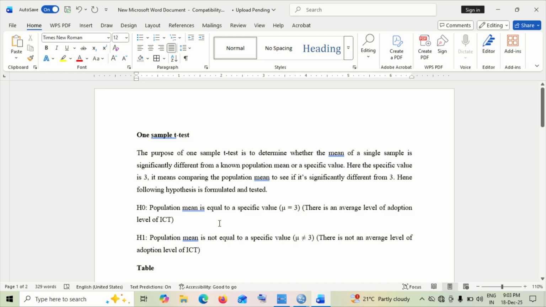The null hypothesis is that the population mean is equal to the specific value. In this study, there is an average level of adoption level of ICT. The alternative hypothesis is that the population mean is not equal to the specific value. That means there is not an average level of adoption level of ICT.